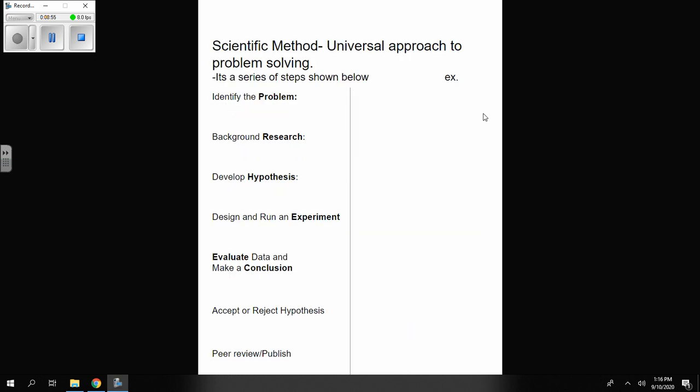We'll skip this page for now. Your teacher will use this when you're going through the notes to do another example of a scientific method right in your notes.